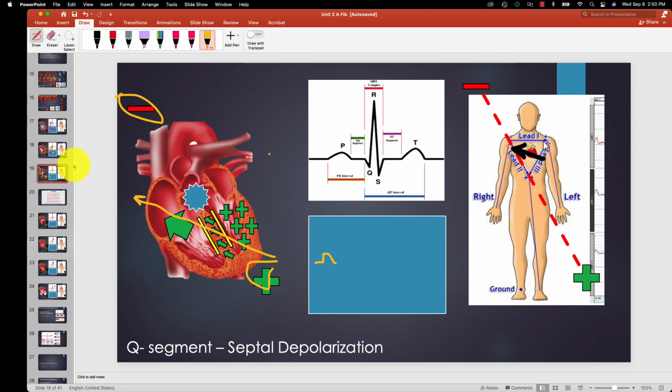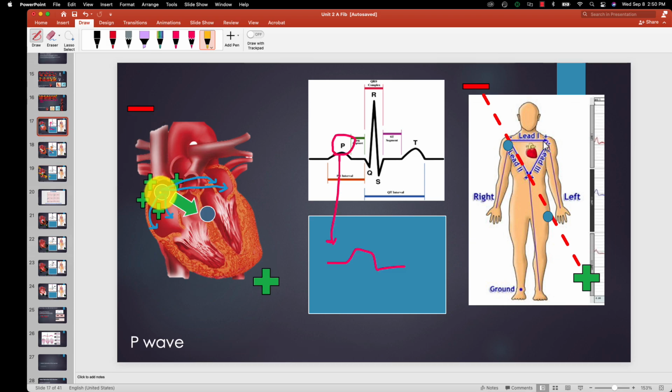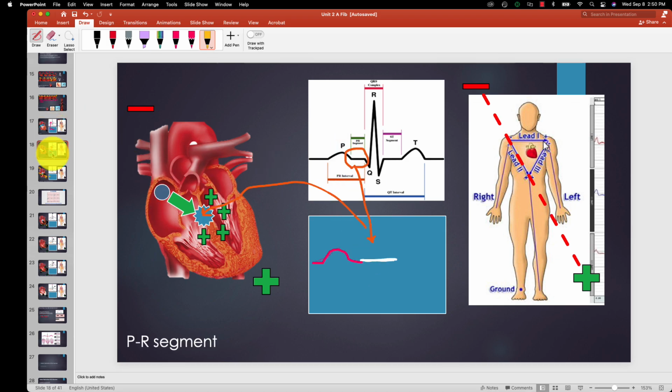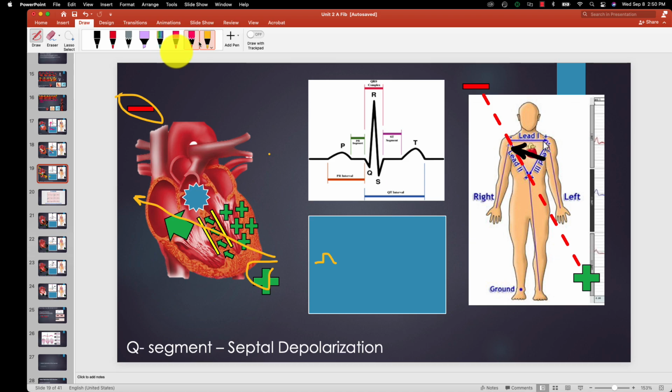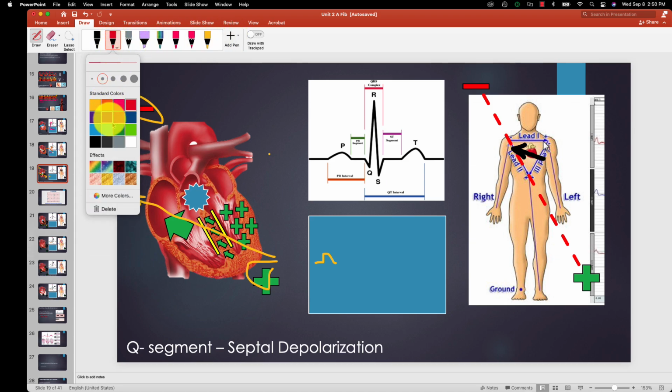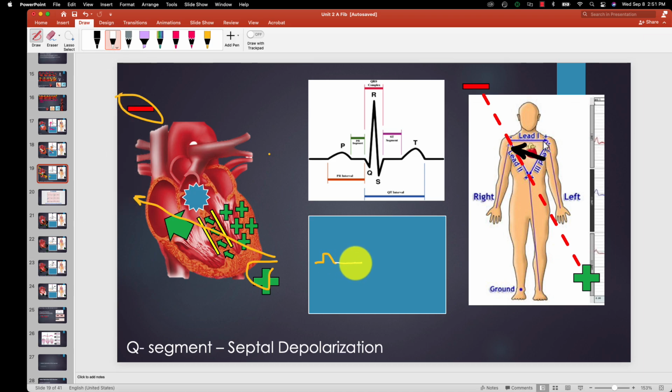The SA node is firing. It's sending that positive signal towards the AV node. So we get that initial P wave, right? And then once the AV node gets it, it's the procrastinator, it holds it, and we get nothing, right? Let's beat a dead horse here. Let's change that to white. Let's keep the colors consistent. So we got this PR segment where there's nothing happening.